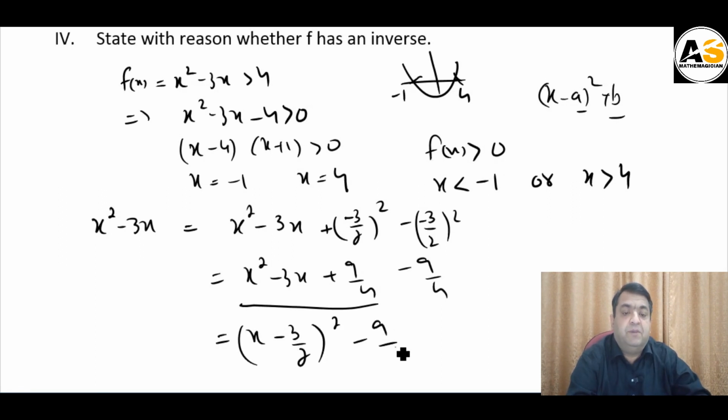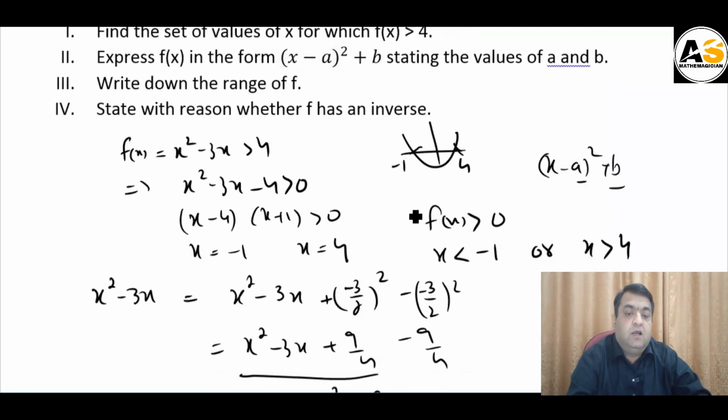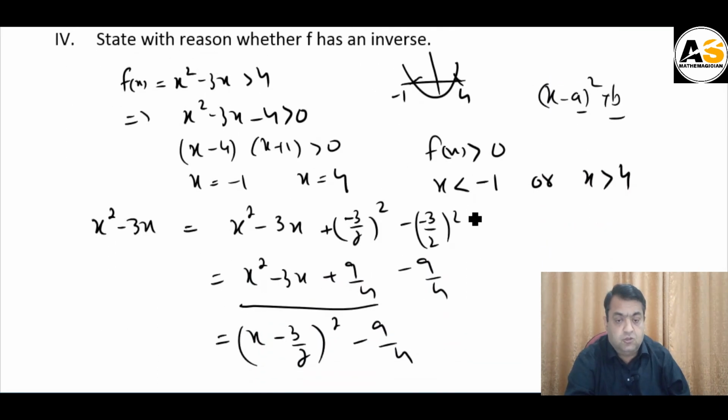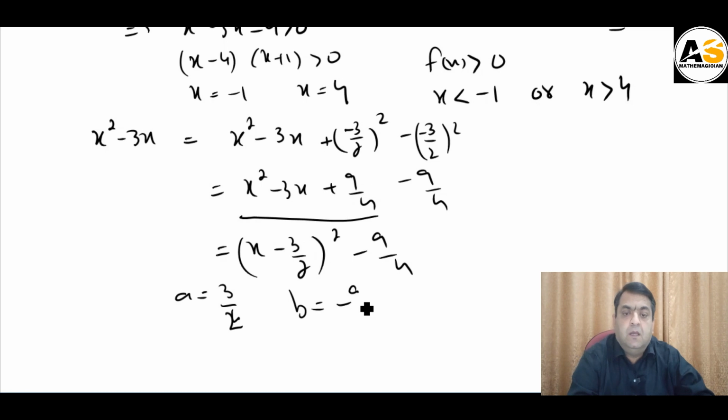We are comparing it with this. So a will be what? 3 by 2 and b will be what? B will be minus 9 by 4. So a is equal to 3 by 2 and b is equal to minus 9 by 4. This was the second part of this.